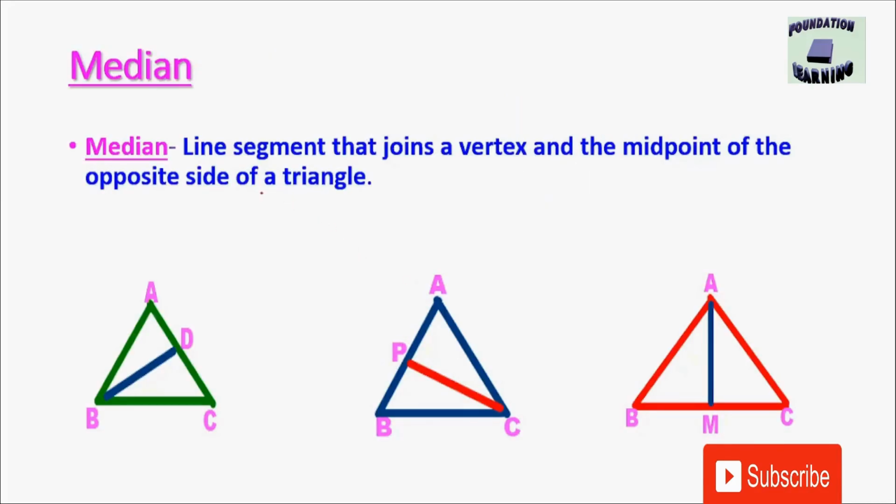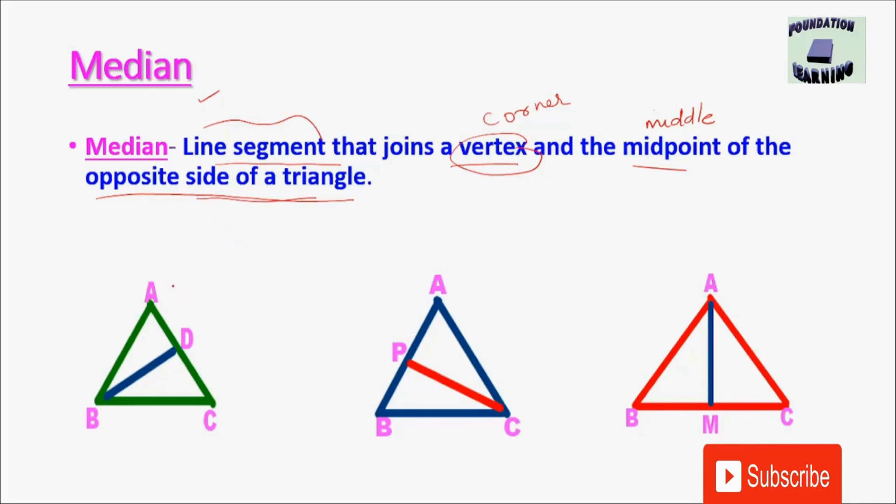The next term we need to understand is median. Median is a line segment that joins a vertex and the midpoint of the opposite side of a triangle. So median is, first of all, a line segment. It joins the vertex. What is a vertex? Vertex, we learned, is the corners of the triangle, and the midpoint of the opposite side. Midpoint means the middle of the segment. Which segment? The opposite side of the triangle.